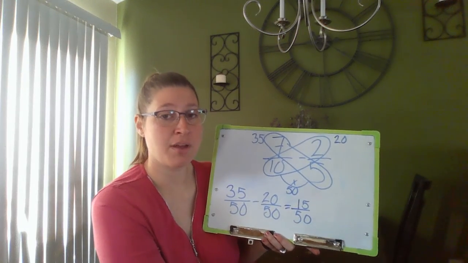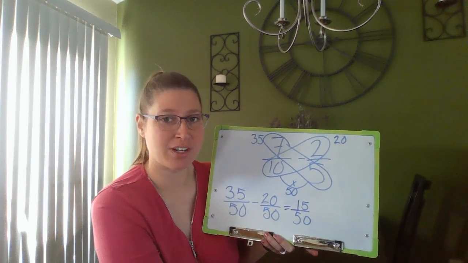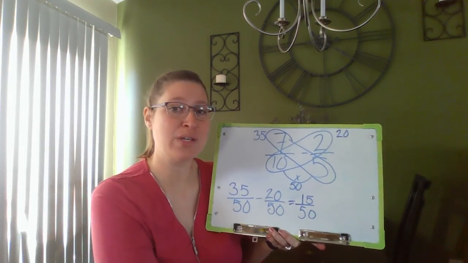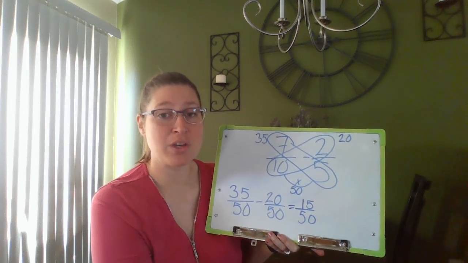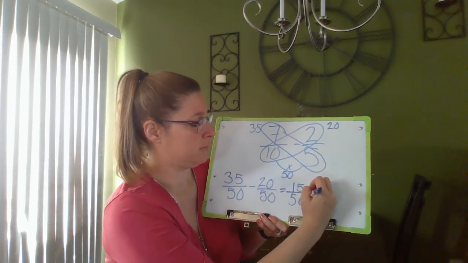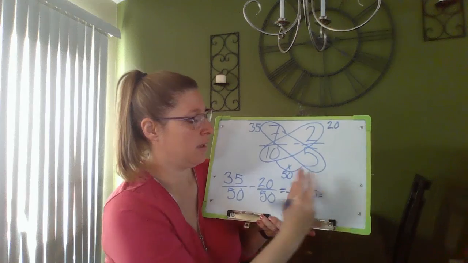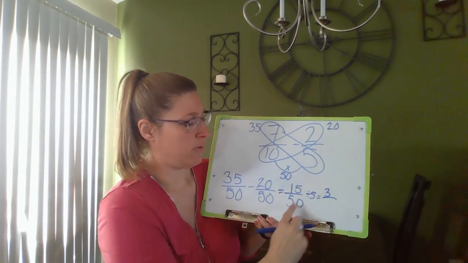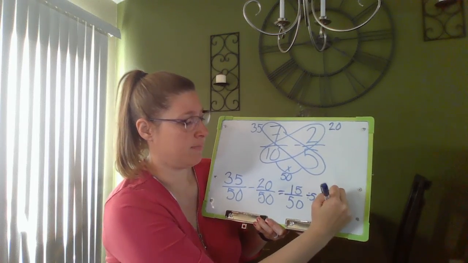I need to ask myself, does it have a common factor? This one does. So any number that ends in a 5 or a 0 is divisible by 5. So I'm going to divide 15 and 50 by 5. 15 divided by 5 is 3. 50 divided by 5 is 10.